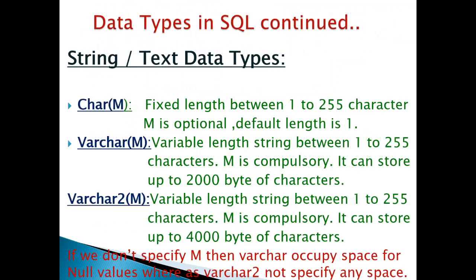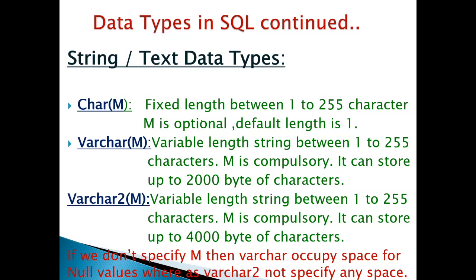Next, we will now see a few string or text data types. First one is char. Char is fixed length, second is varchar, and third one is varchar2. Varchar and varchar2 are variable length data types.